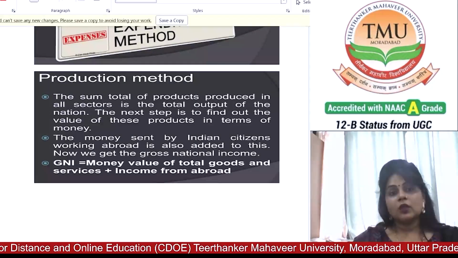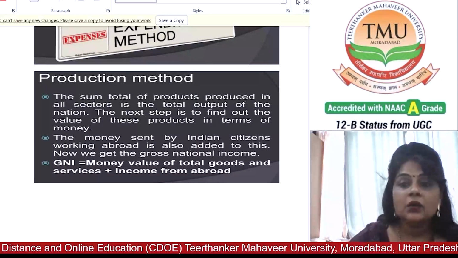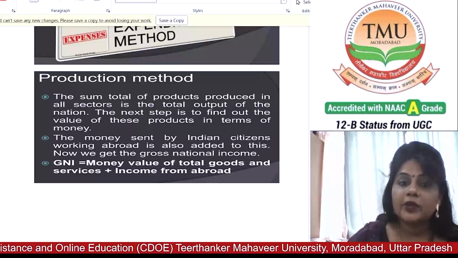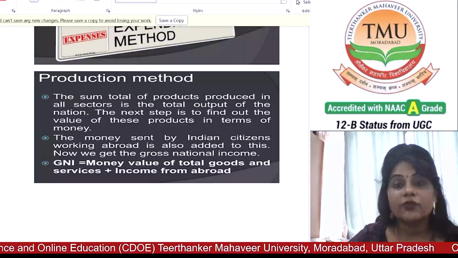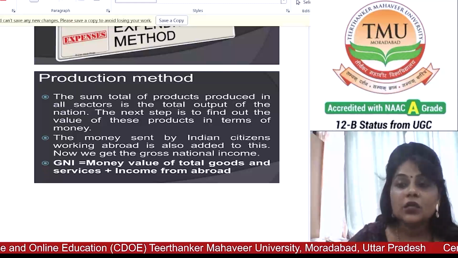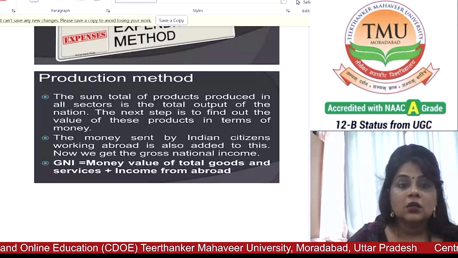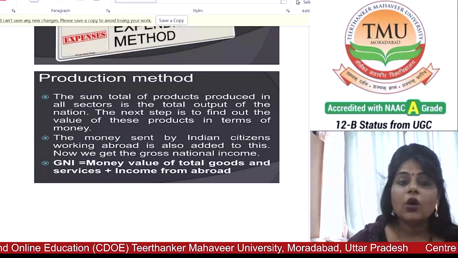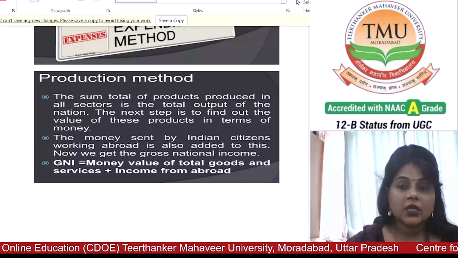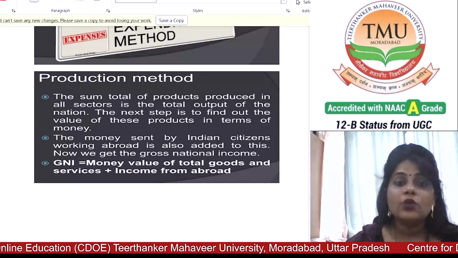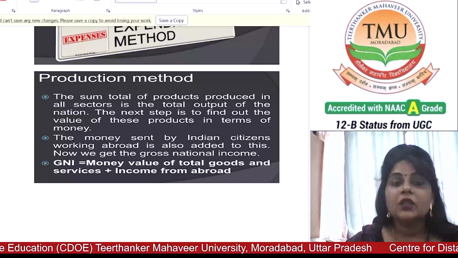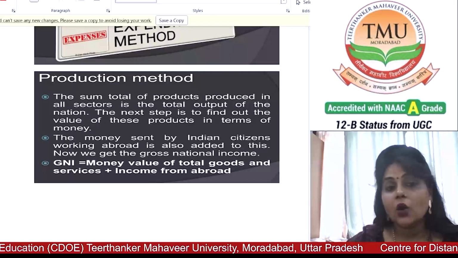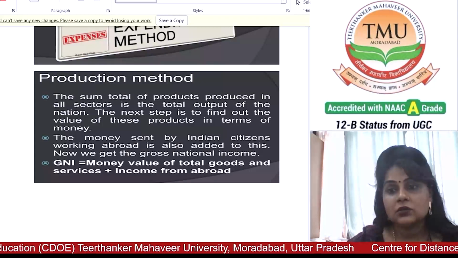So, under the production method, we add the output produced or services rendered by the different sectors of the economy during the year in order to calculate the national income. In this method, we include only the value added by each firm in the production process in the output figure.